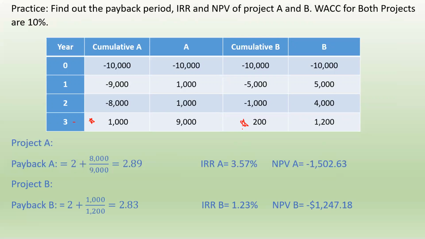For the payback period of B, I also give you the cumulative cash flows, and year 3 is also the full recovery year. The payback period is equal to 2 plus 1,000 divided by 1,200. It's 2.83. The IRR of B is 1.23%. NPV is also negative.